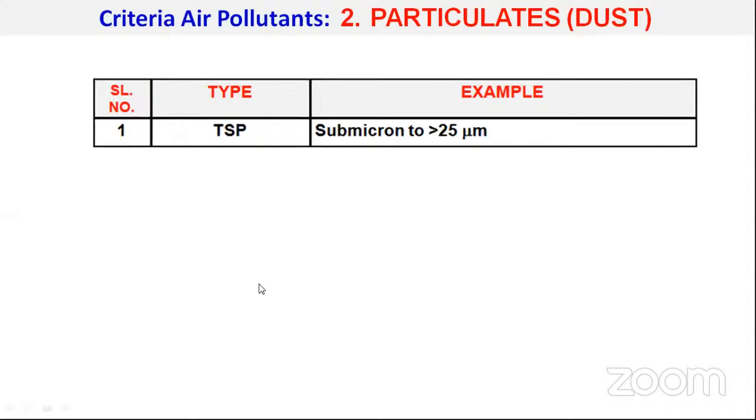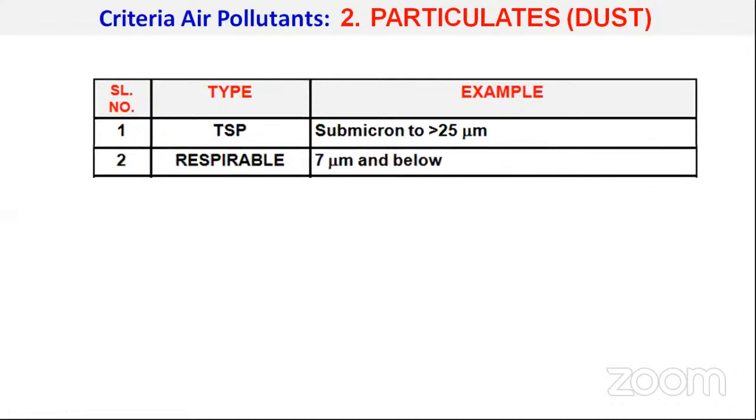One is, as I told you, SPM or TSP, suspended particulate matter, total suspended particulate matter, generally above 25 microns. That means anything below 25 microns cannot settle. Anything below 25 always gets suspended. Anything above 25 microns, which is total suspended particles, includes the dust that is settled as well as suspended particles. Then respirable particles, that which can be inhaled, that is 7 microns and below. It can be submicron also, 7 to even 0.5. We have seen this in respiratory tract infection.